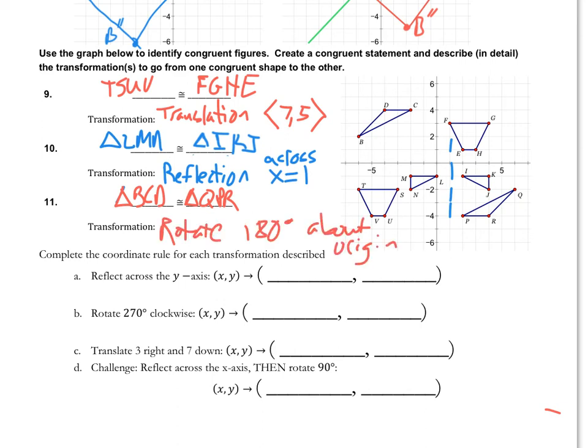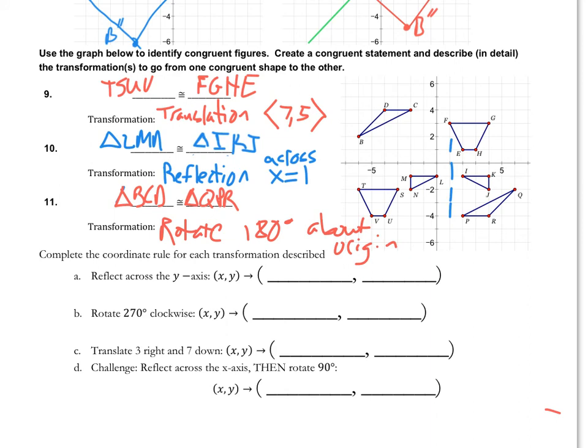Now with 180 degrees, we don't have to say if it's clockwise or counterclockwise because you can go to the left or to the right and you'll land in the same spot. But if you're going something less, like 90 or 270, you've got to say which direction. So, okay, the last one here is a little practice.